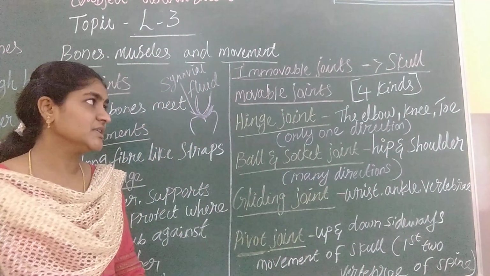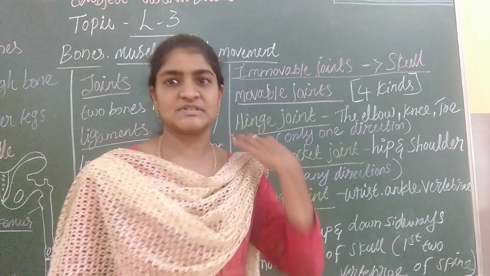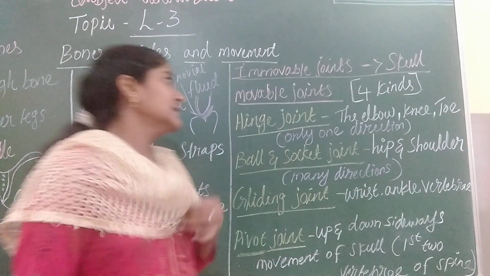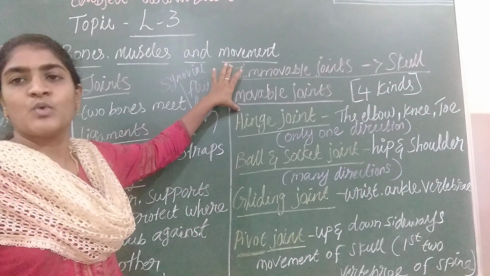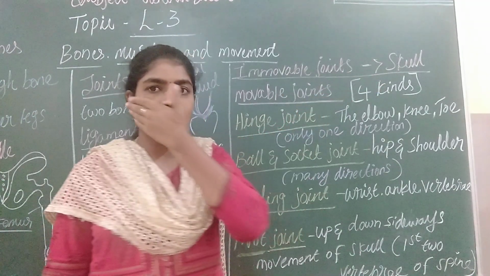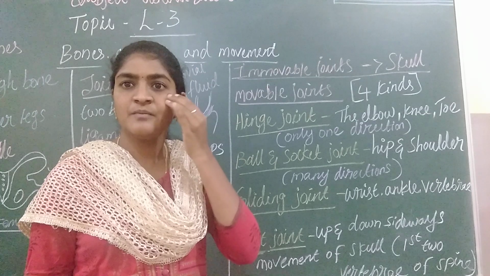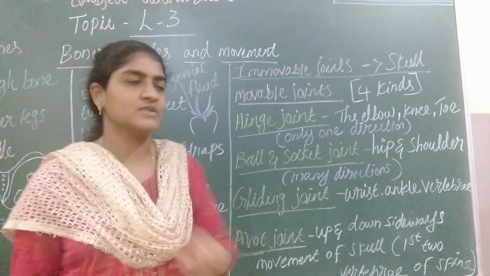So that's all about the four kinds of joints, children. I am going to re-explain once again. Listen carefully. There are two types of joints. One is the immovable joint. An example is the skull. We can't move our skull. We can't see any movement in the skull or the facial bones.